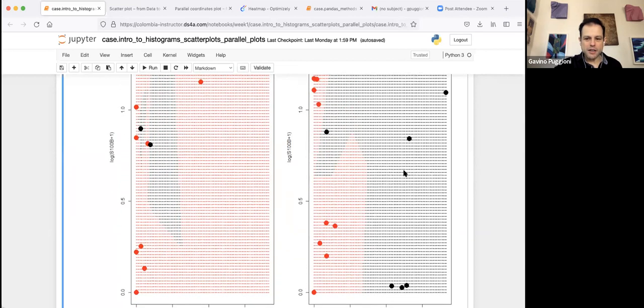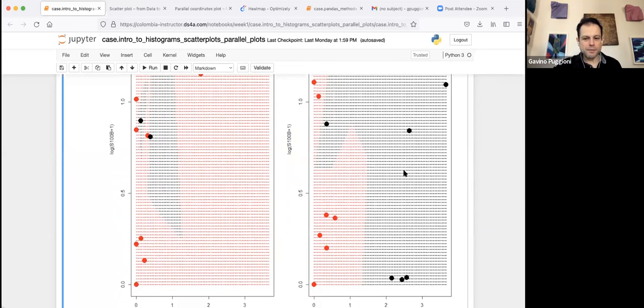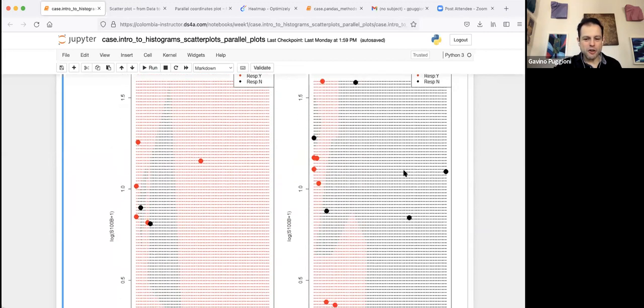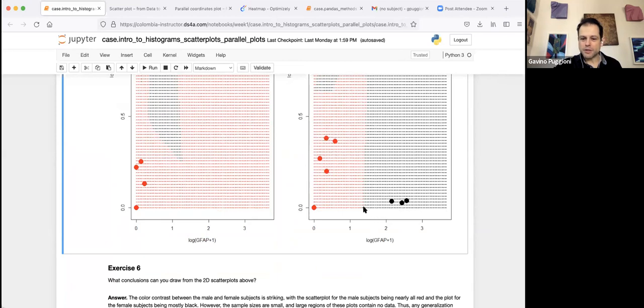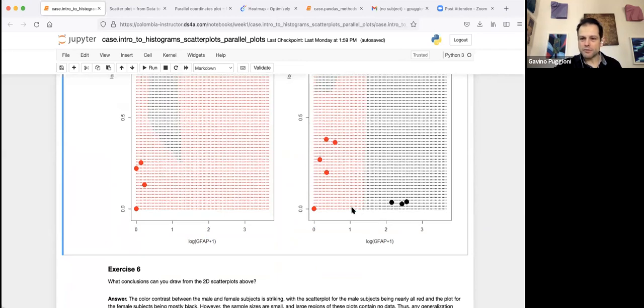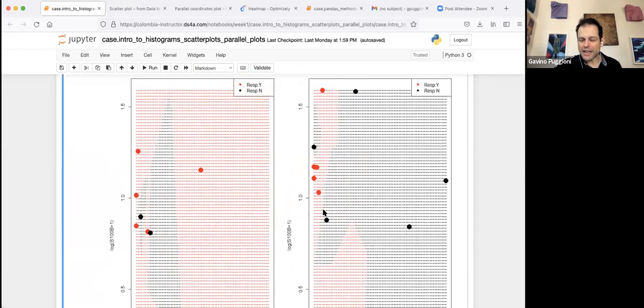Now, for females, we can pretty much say that the chance of recovery is high for all values of S100B if the log GFAP is small enough. So if the log GFAP is small enough, the chances of recovery are high. However, if the S100B is high, we might see some issues, right? Like in this particular case and this case.